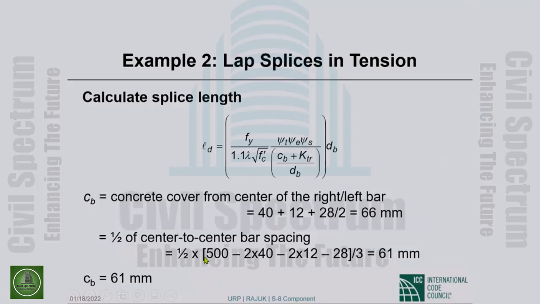Okay, 500 millimeter is the total section. We take two covers off from the two sides, two number 12 transverse reinforcement, minus one bar diameter. There are four bars, okay? So there are three spaces. So 500 is the total. We took the clear cover out from two sides.